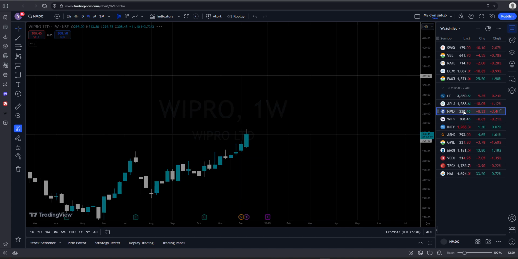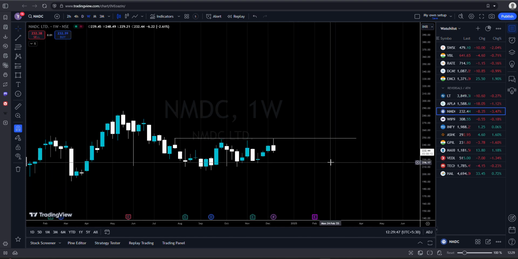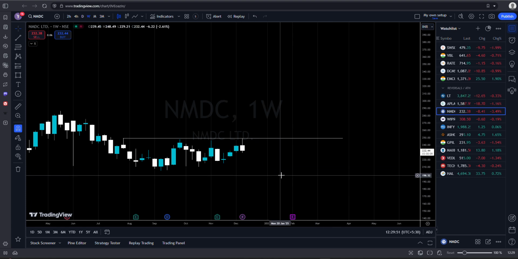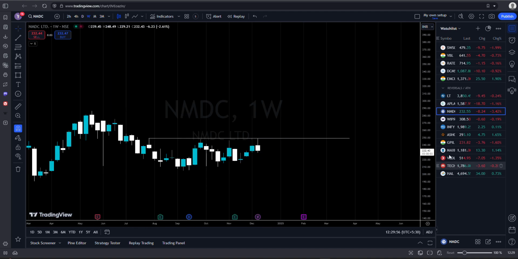The next stock I got is NMDC. Even NMDC I got, but the candle completely came down. It's not even breaking out. So this is how I find breakout stocks.